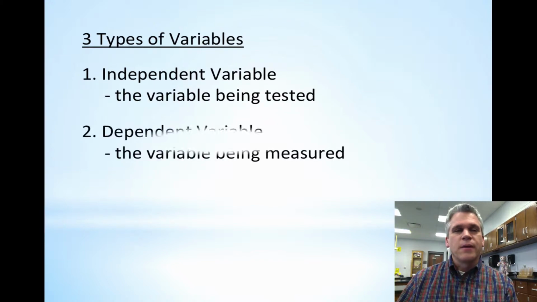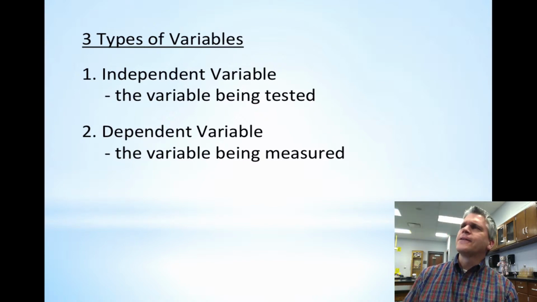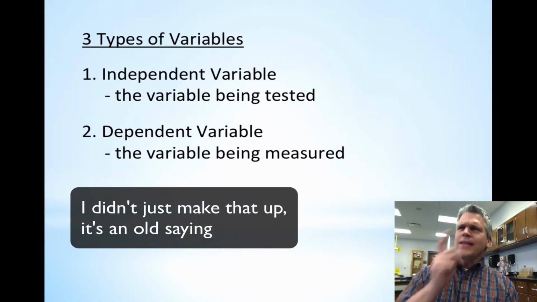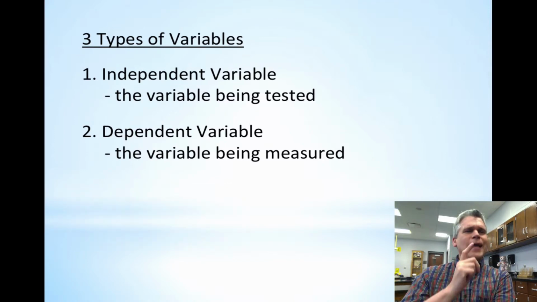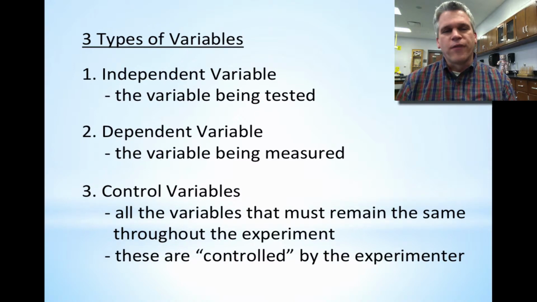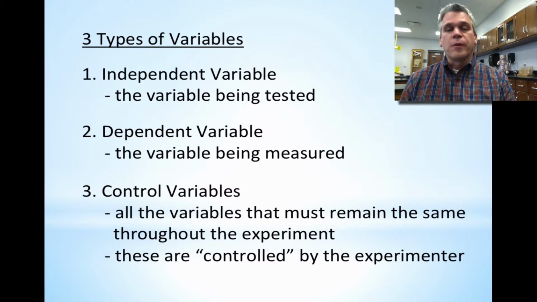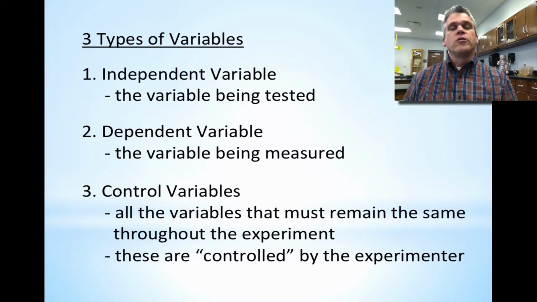The second type is a dependent variable. Now the dependent variable is the variable being measured. In fact, you could say that the dependent variable depends on the independent variable. Ooh, I like that. I'm going to keep that. And finally, the third type of variable are the control variables. So these are all the variables that have to remain the same throughout the experiment. In other words, they are going to be controlled by the experimenter. That's you.